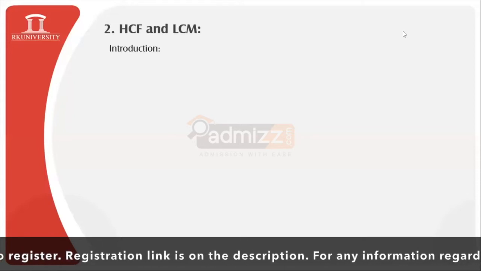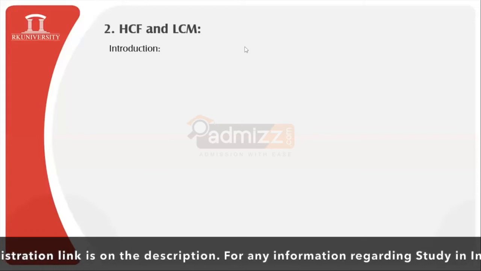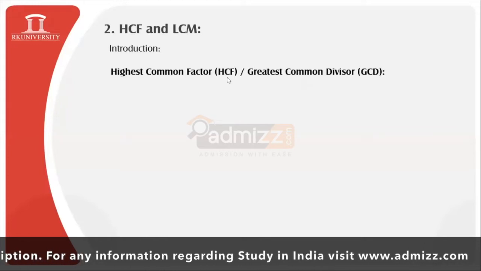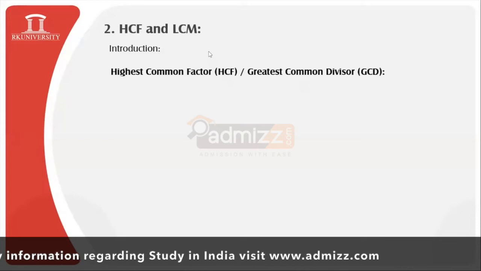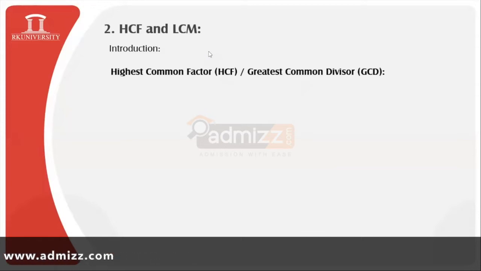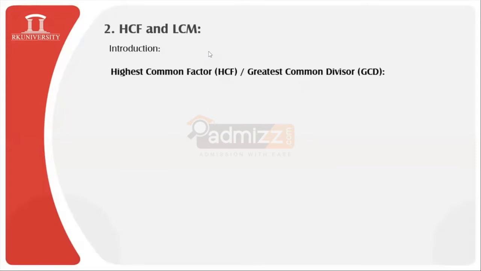Now HCF, as you all might know pretty well, stands for highest common factor. Sometimes we can also call it the greatest common divisor, that is GCD. So if in a question you find that we need to find the HCF or GCD, in both we will do the same process. HCF and GCD are synonyms we can consider here. Now, we will first observe the definition of the HCF.